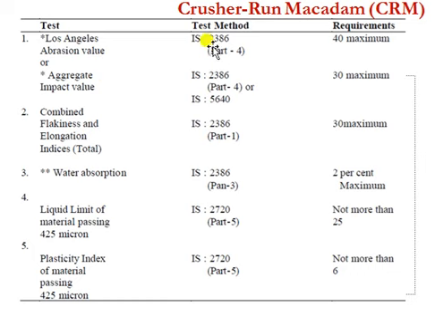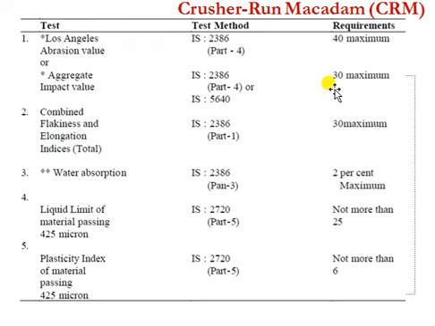So here in this slide, you can see a table. In this table, we can see the limits for different parameters of a coarse aggregate. The abrasion value of the coarse aggregate should be within 40%; 40% is the maximum abrasion value of the coarse aggregate used in the construction of crusher run macadam, and this is specified in IS 2386 part 4. Similarly, the maximum impact value of the aggregate should be 30%. It should not be more than 30%.